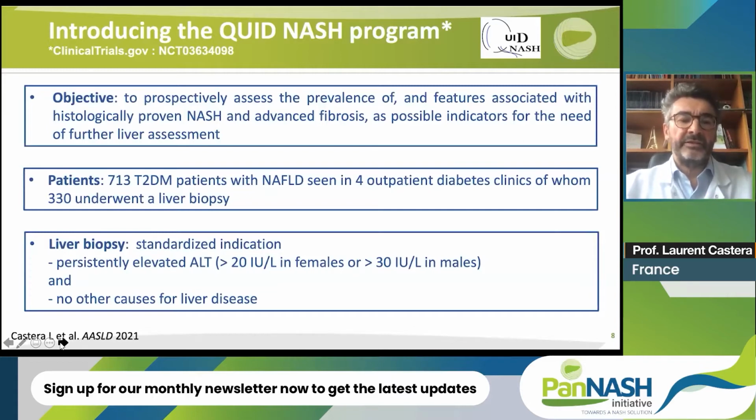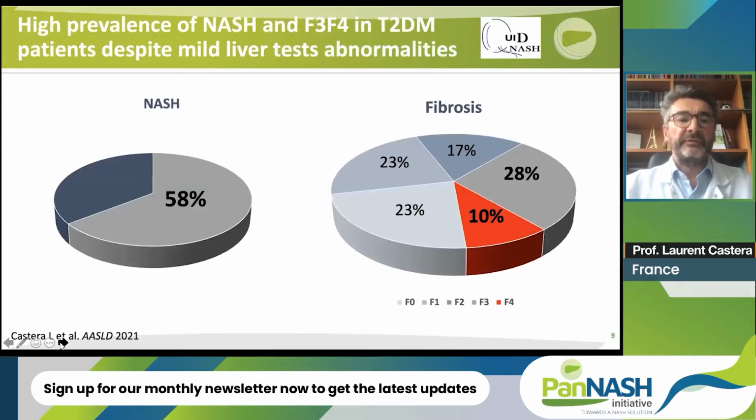The indication was based on abnormal liver tests, that is persistently elevated ALT, above 20 international units in females and 30 international units in males. And of course, no other cause for liver disease. When we look at the results, you can see on the left of the slide, the prevalence of NASH was 58%. So in keeping with what has been reported before. But for the prevalence of fibrosis, you can see the different stages going from F0 to F4.